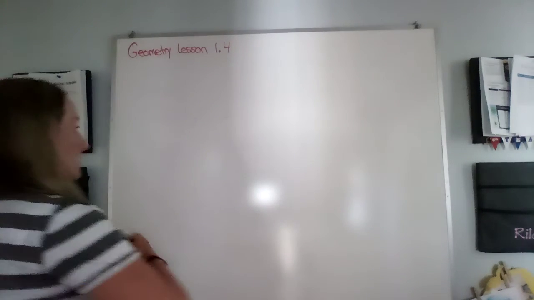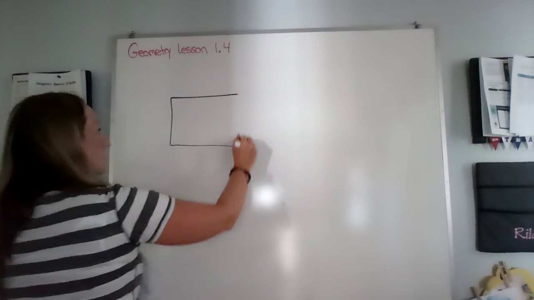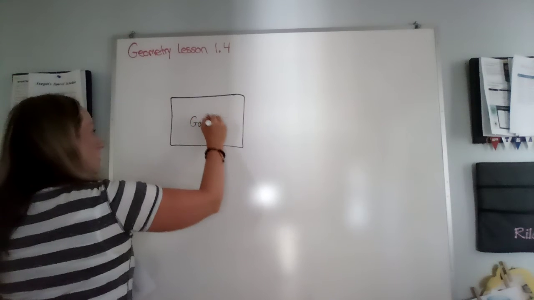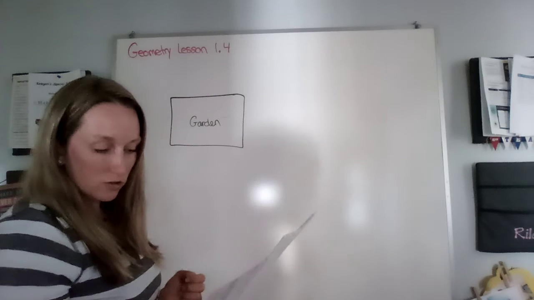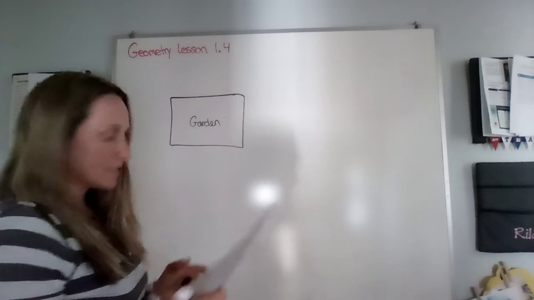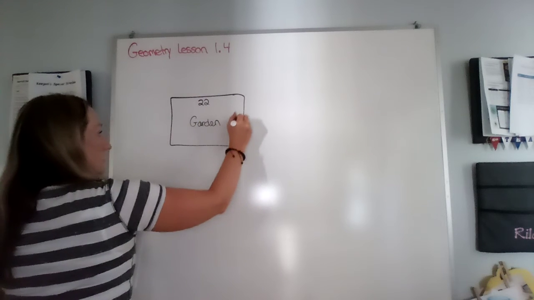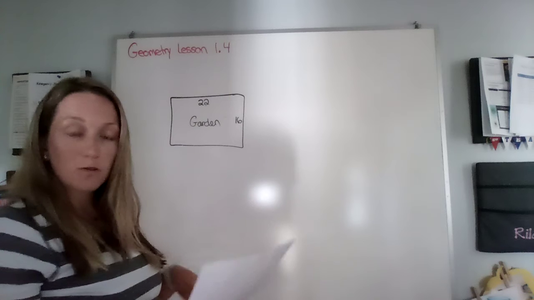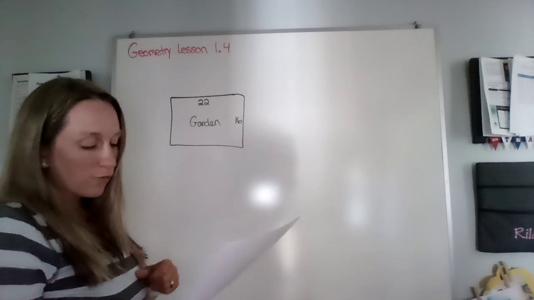Okay, so let's draw this rectangular garden. They said they're going to create a rectangular garden. Okay, so here's my garden. And they said the dimensions of the garden that was given, 22 feet by 16 feet. So it's 22 by 16. Okay. Then they want to build a path that goes around this garden. It says that the path around will be 4 feet wide.